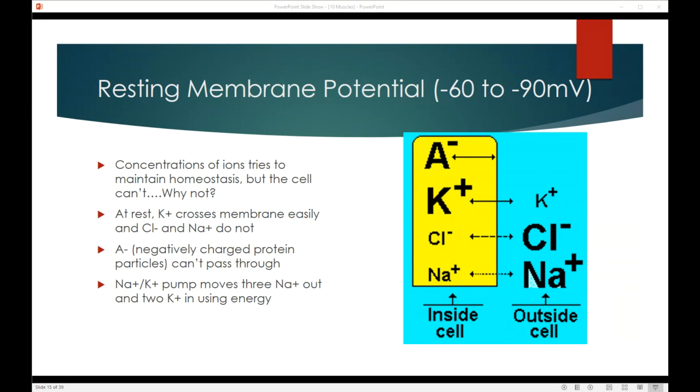How do I get that? So here, right, we have a cell and it is okay, right? This is supposed to be a circle. I apologize. And then out here, we have our sodium.